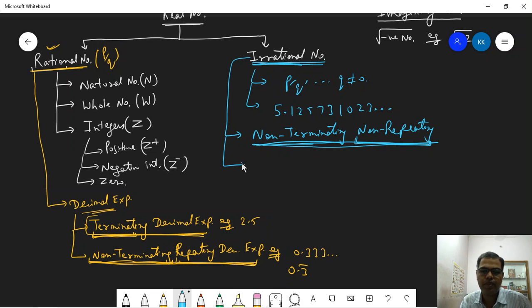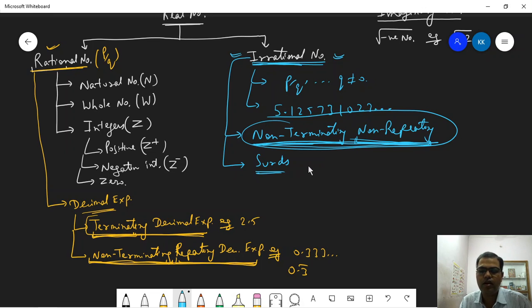Okay, now there are a few numbers which can also be written without the decimal expansion form, such as surds. These are numbers which are not given in the decimal expansion form, but they are irrational. If we write these numbers in the decimal expansion form, they are always of this type, that's why they are irrational numbers.